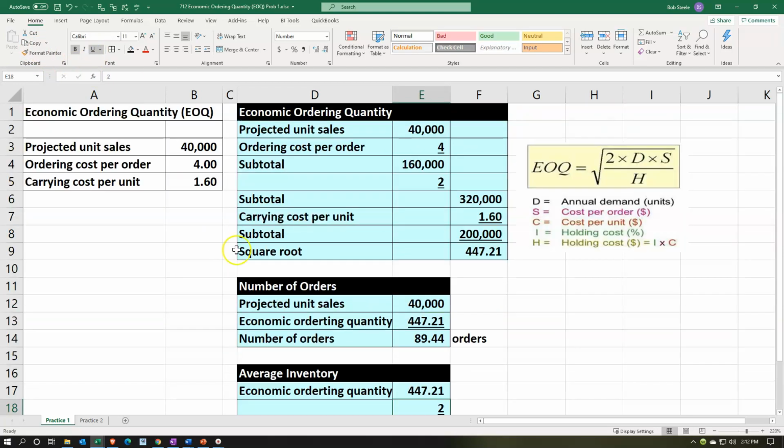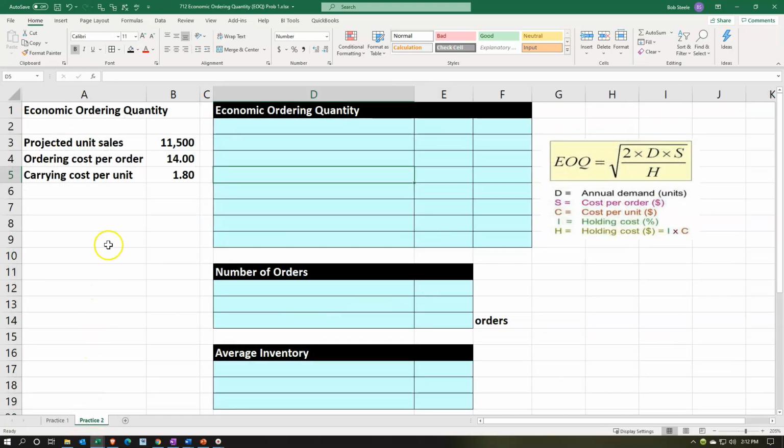Let's try it again. Useful calculation, so let's do this one again. Second tab. Same kind of process, different types of numbers here. We're going to say now that we have the projected sales for the entire year, 11,500 in units. That's the units that we need for the entire period. In this case, we're going to say a year. The ordering cost per unit costs us $14. That's the cost of us ordering each individual unit.